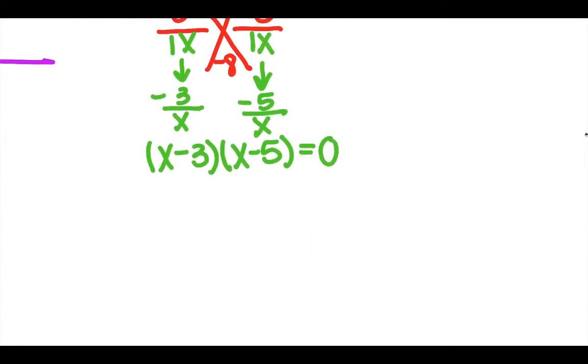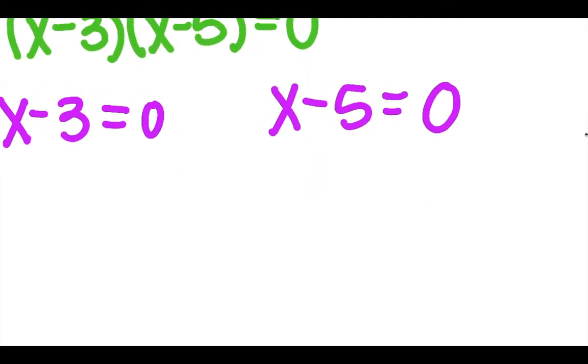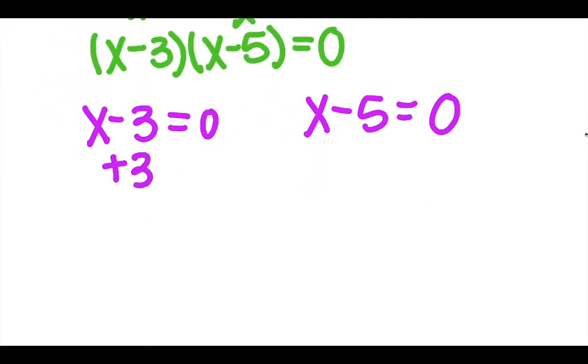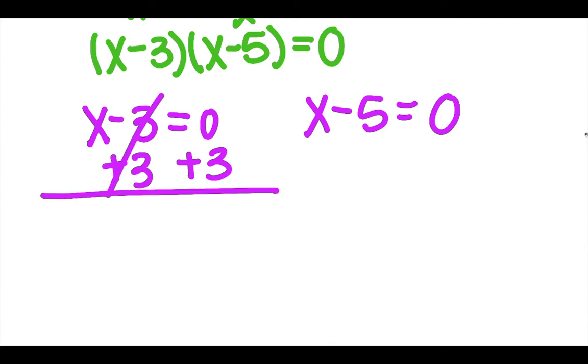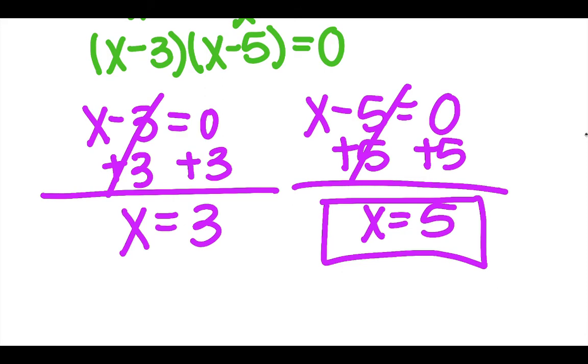Okay, from here, we do what we did on the top of it, right? x minus 3 equals 0, x minus 5 equals 0. It's in that pre-factored form now, and we know how to solve these. So if I add 3 to both sides, I'm left with x equals 3, and then add 5, x equals 5 are my two solutions.